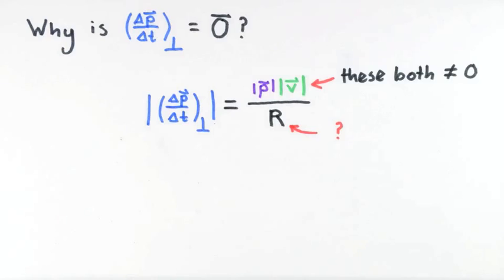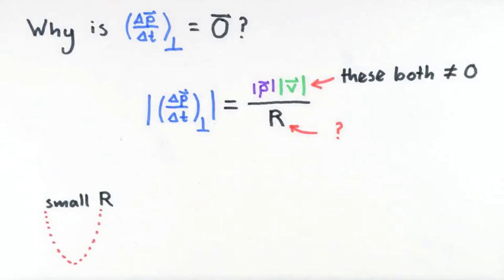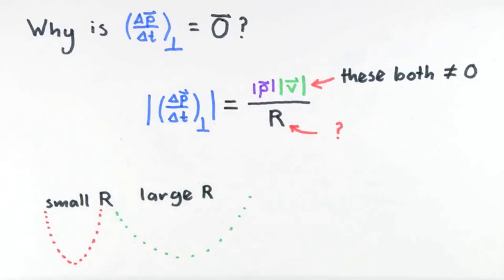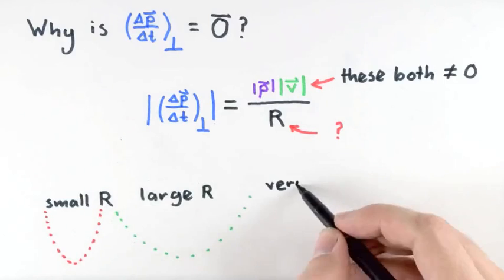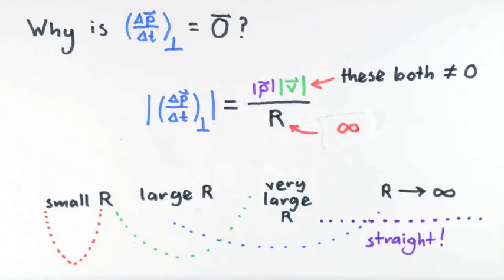But what about the kissing circle radius? What is that here? Now, recall earlier we said that a small r corresponds to a sharply curving path, like this. The more gentle the curve, the larger the radius of the kissing circle. It's clear that a path with only a very slight curve will have a very large r. In fact, in the limit that r goes to infinity, a very slight curve goes over to a straight path. So, with r in effect infinite here, delta p over delta t perpendicular is 0, meaning no curvy effect.